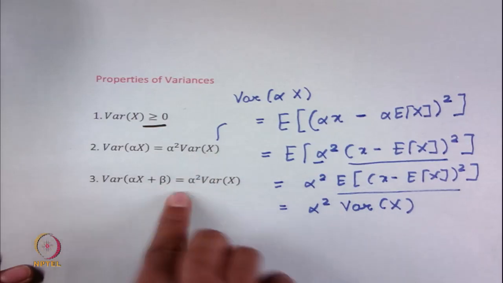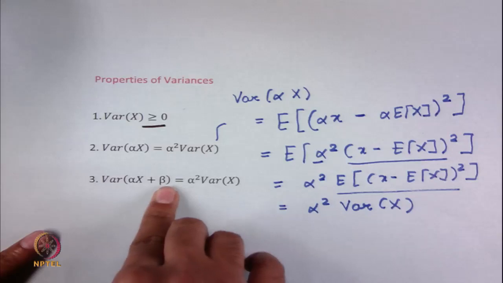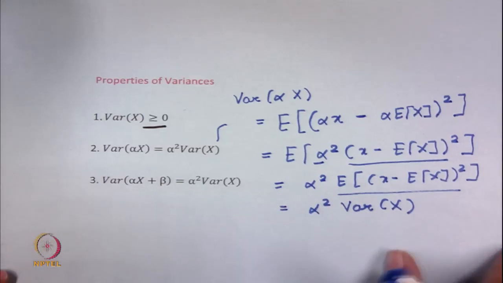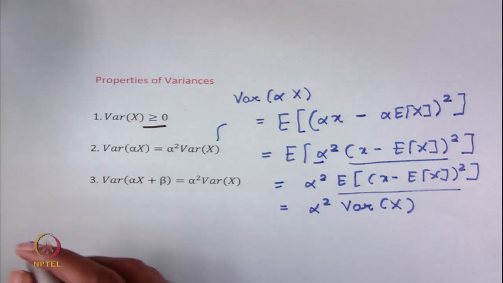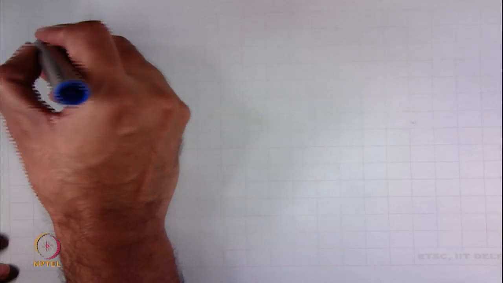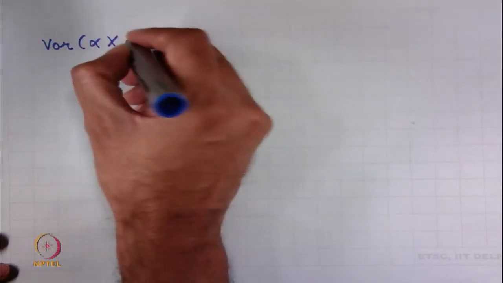Let us see now the third property. What is the variance of alpha x plus beta? So, we can plug this in again. If we have to solve for the variance of alpha x plus beta, we can work this out.